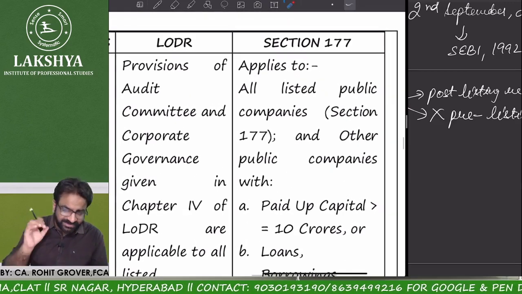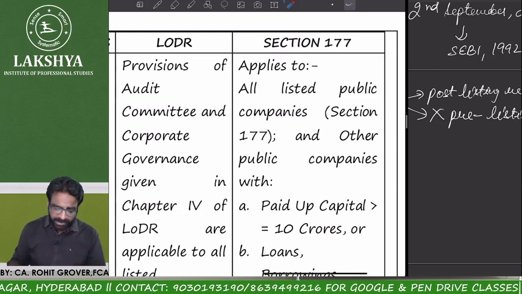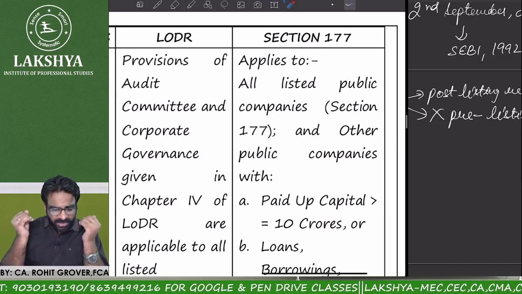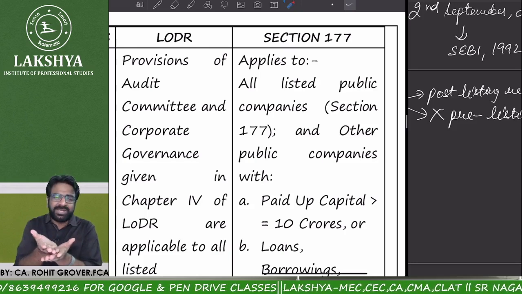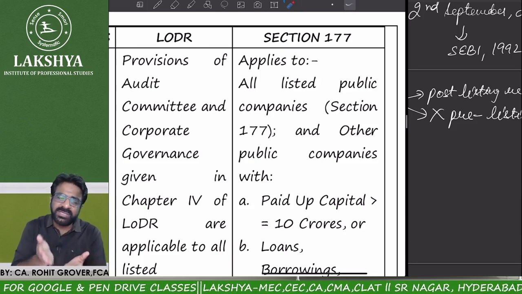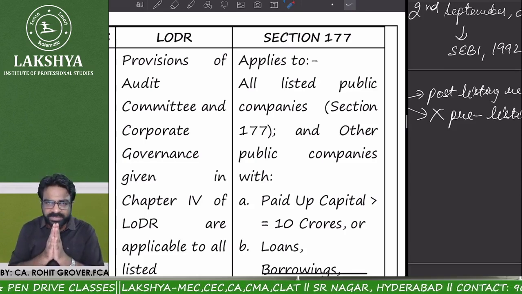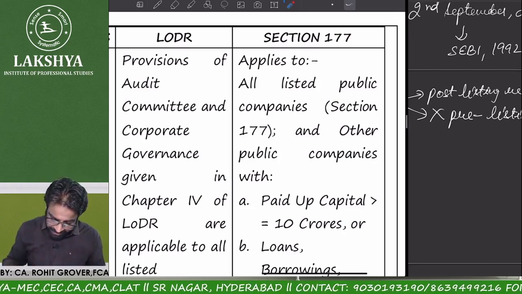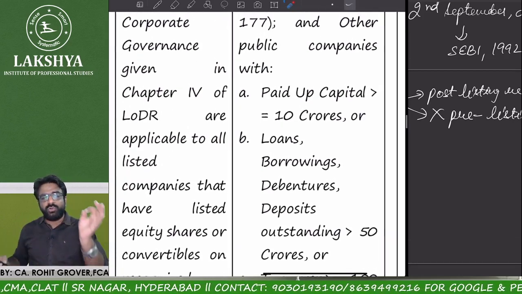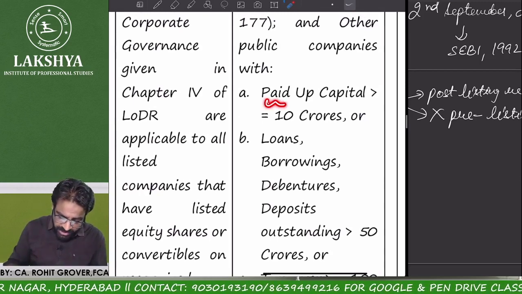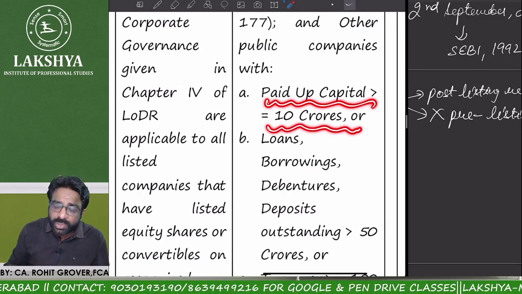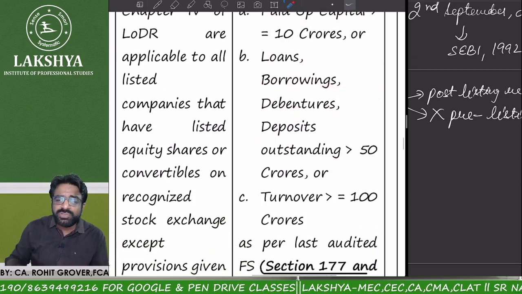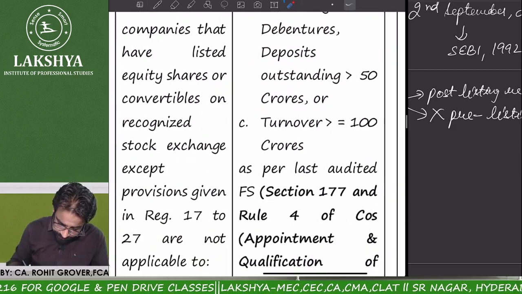Now as per Section 177, which is as per the Companies Act, what is the applicability? Section 177 is applicable to listed companies. You all know a listed company is a company first, so obviously it is applicable to all listed companies, which we have already covered under the LODR. Is it applicable to public companies? Yes, it is applicable to those public companies whose paid up share capital is greater than or equal to 10 crores, whose outstanding borrowings are greater than or equal to 50 crores, and whose turnover is greater than or equal to 100 crores.